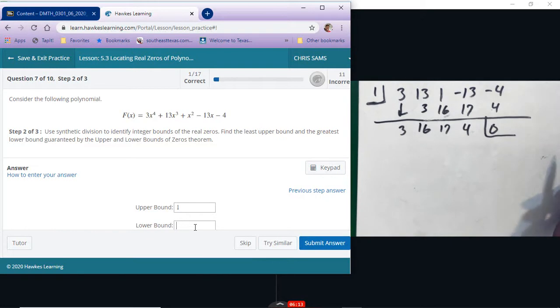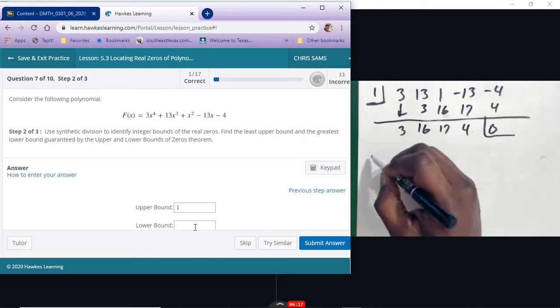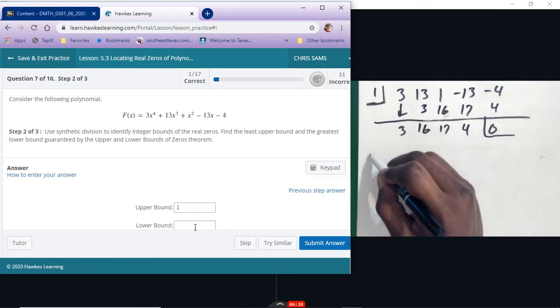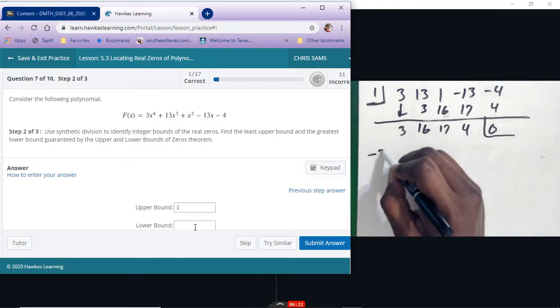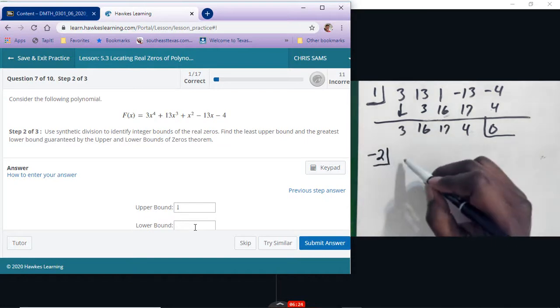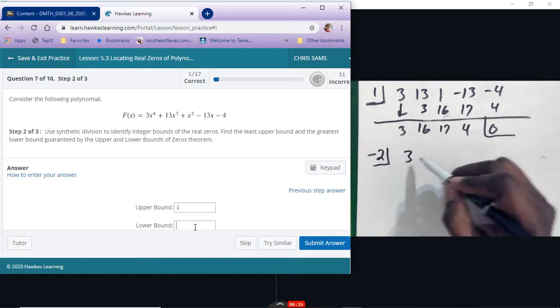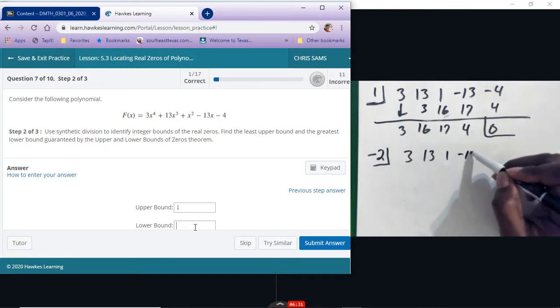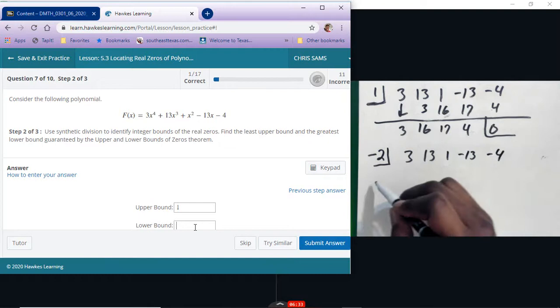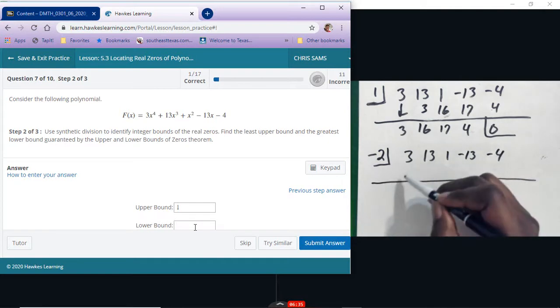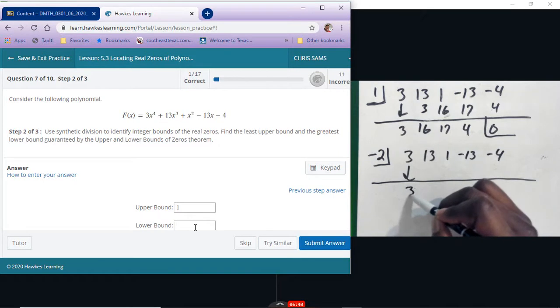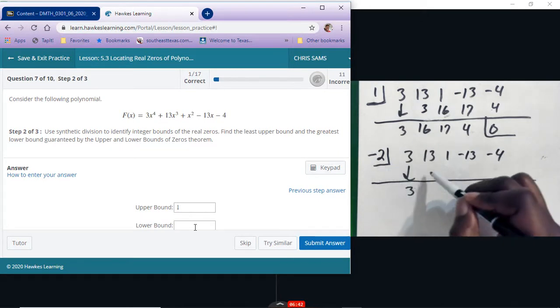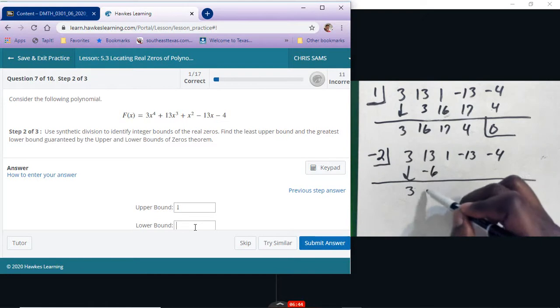So let's start out with -2, and we might drop down to -1. That way we only try 1 or 2 numbers, or we'll go bigger. -2, and then we're going to use our coefficients of 3, 13, 1, -13, and -4. For this stage, we want to see alternating positive, negative, positive, negative. So this is 3. -2 and 3 gives me a -6, and that gives me a +7.